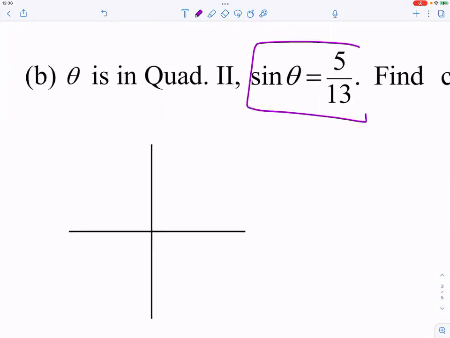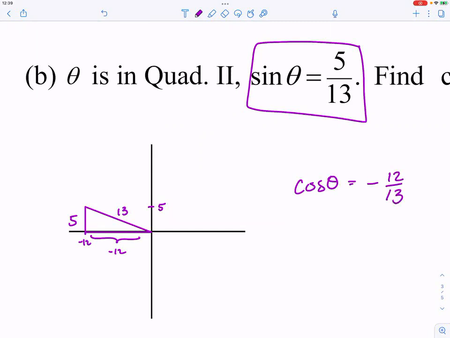So 5/13 means the ratio of opposite over hypotenuse, where the hypotenuse is 13. So I'm going to draw a little triangle, and this is a little 5 right here. What will be the length of the adjacent side? It will be 12, and it will be negative 12. So therefore your cosine theta is going to be negative 12/13.